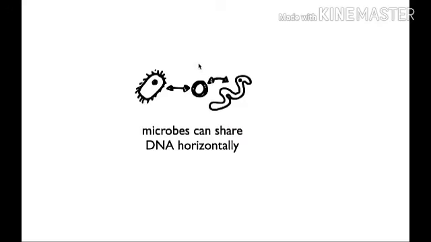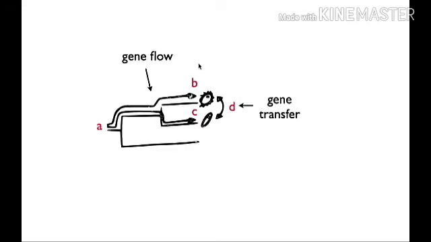However, in the case of microbes, they can share DNA horizontally, so not just the child microbe receiving DNA from the parent. Microbes of different species can share DNA with each other horizontally. This can make the phylogenetic tree more difficult to estimate, because not only have you got linear gene flow from the ancestor down to the descendants, but also gene transfer may be swapped horizontally.